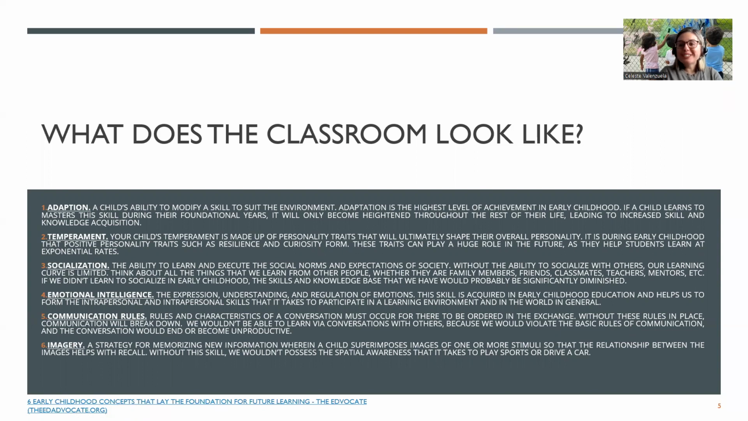So making sure that we're getting to know children, that we're really getting to know what they like and don't like, creating positive opportunities for them to learn and just have that calm energy. And also when they're going through difficult moments, that we go through that process as well. And then of course, socialization, the ability to learn and execute the social norms and expectations of society. Without the ability of socialization with others, our learning curve is limited, right? So we really need that socialization.